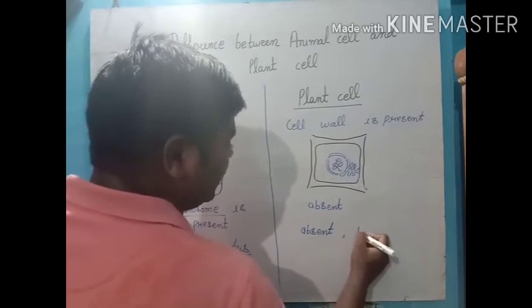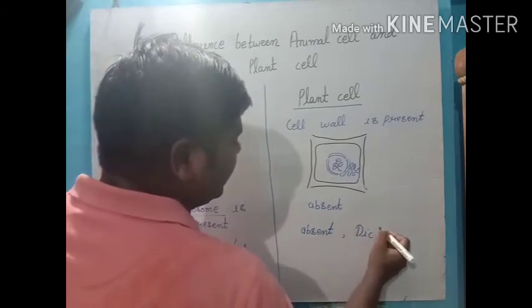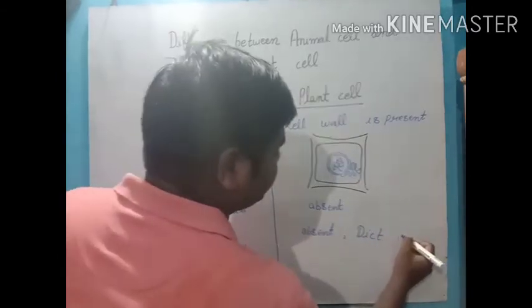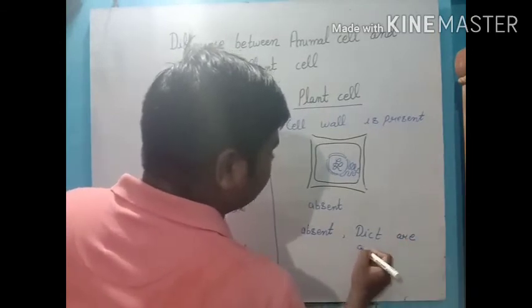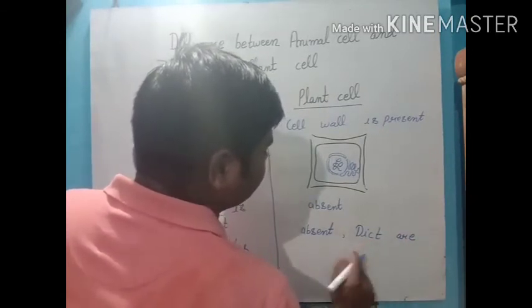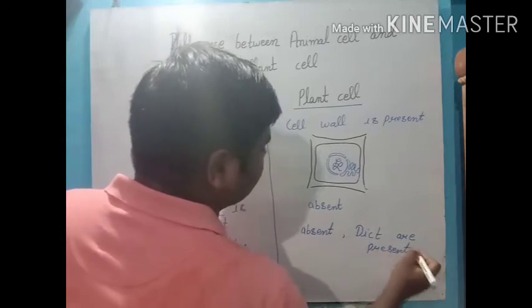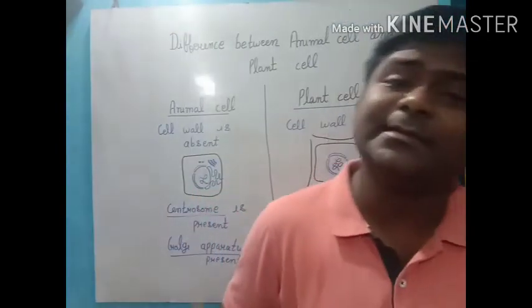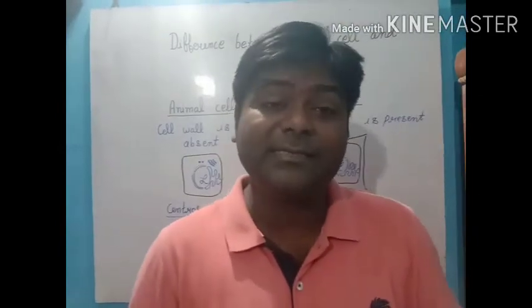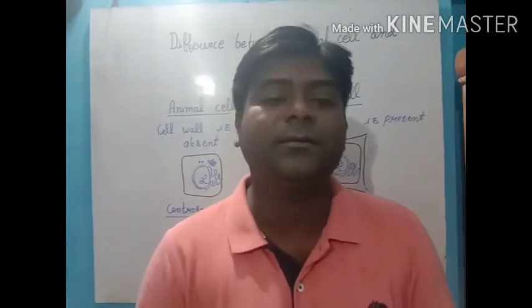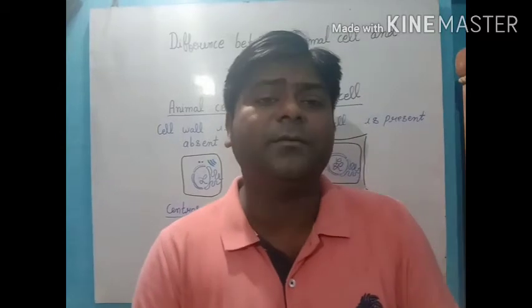And what is the other one we discussed? Dictyosomes are present. This is again a very important discriminatory character. Then let's take the other one.